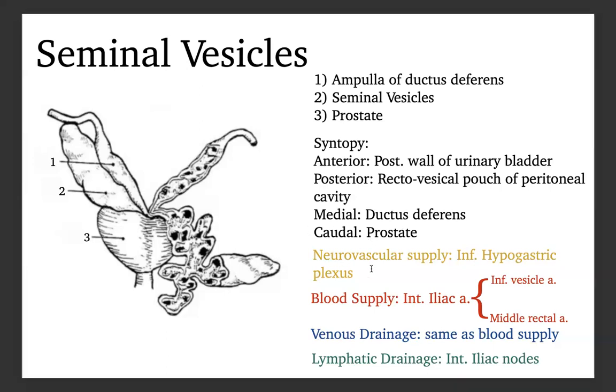Over here, you can see the neurovascular supply, the blood supply, the venous drainage, and lymphatic drainage. When we say the same as the blood supply, it just means that the inferior vesical vein and the middle rectal vein drain blood from the seminal vesicles to the internal iliac vein.